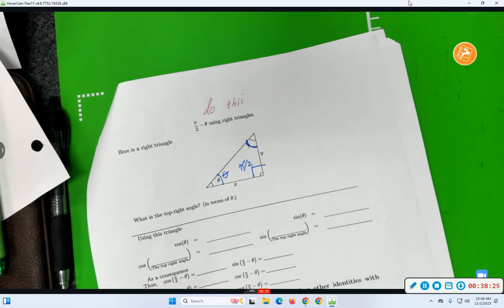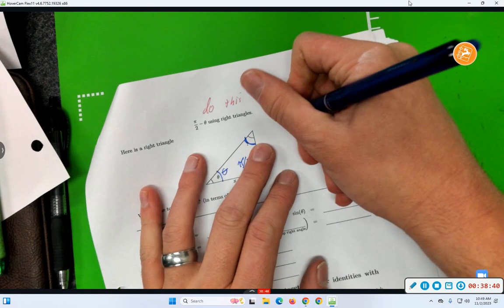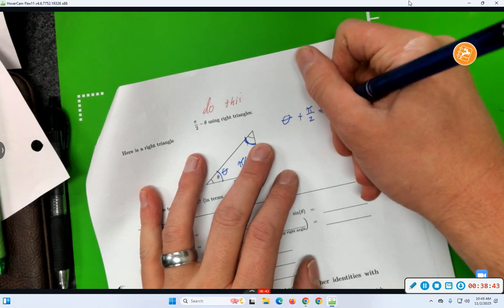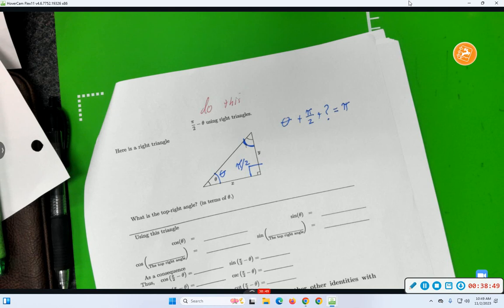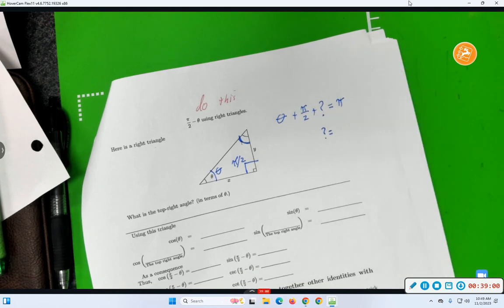What do the angles inside of a triangle add up to? Yeah, 180 degrees if you like degrees, but everything today is in radians, so pi radians. So that means theta plus pi over 2 plus the unknown angle have to add up to pi. Could I solve that for the question mark? Yeah. In fact, how many of you have already solved that? What'd you get? Pi over 2 minus theta.